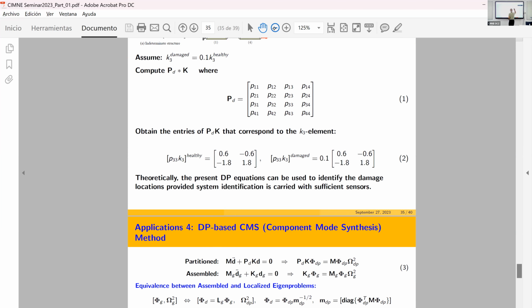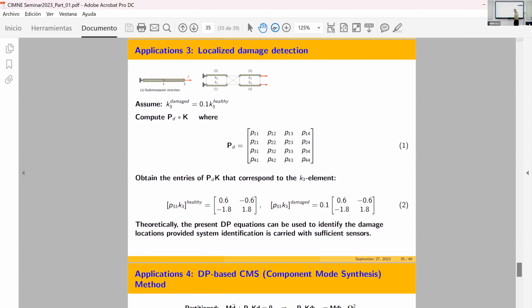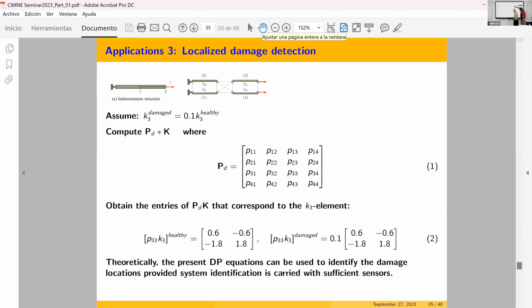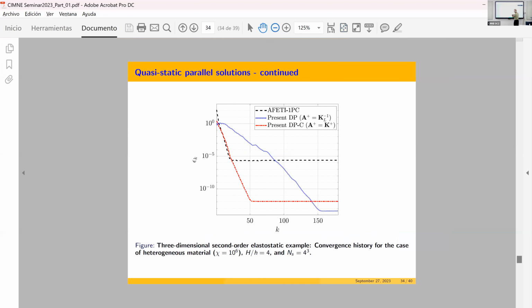The next one is cavity detection. I think I skip.